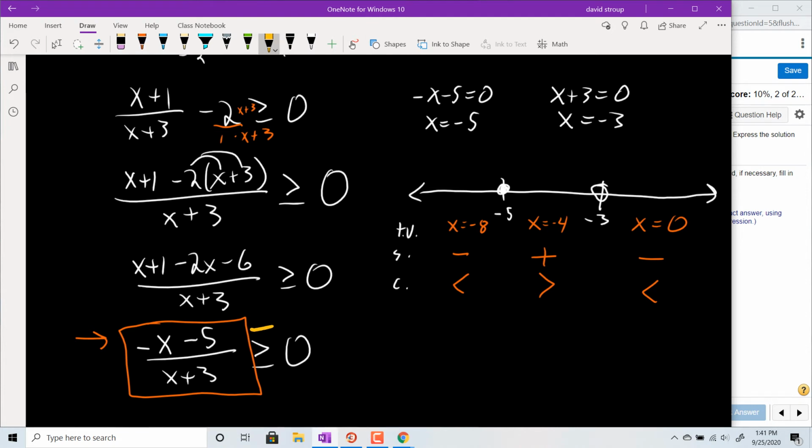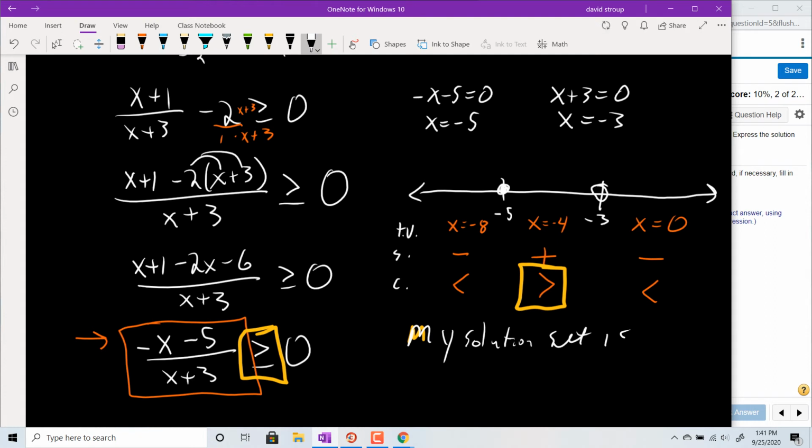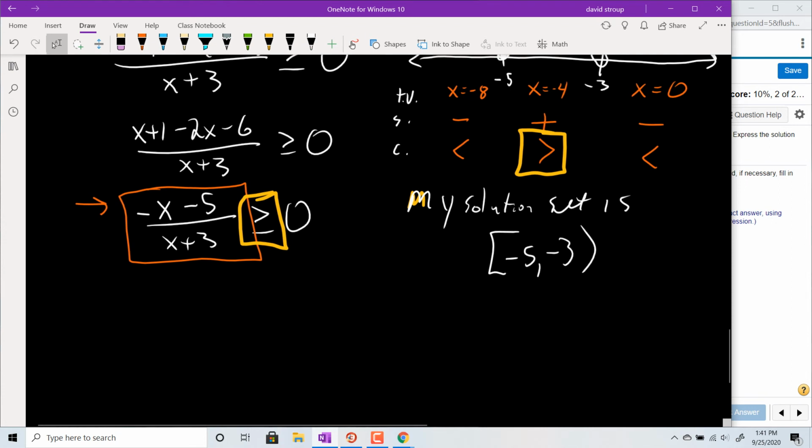Okay. And I'm after inequalities that are greater than. So I need this middle inequality. And then you use a bracket if you have a closed dot and a parentheses if it's an open dot. So in this case, my solution set, I'll write in white, is bracket negative 5 to negative 3 open parentheses. Okay, let's look at one more of these.